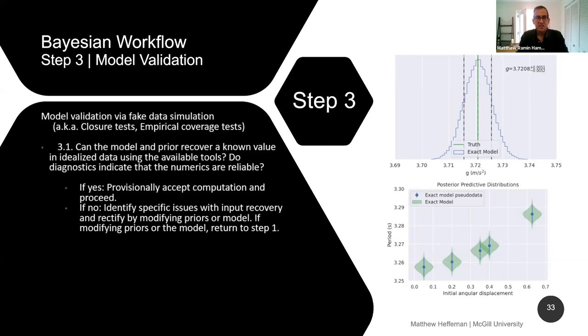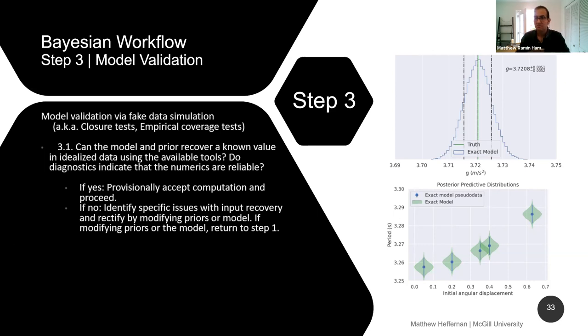And what you do is you say, okay, let me generate some fake data with my model. So this produces idealized data. There are no unaccounted for features. I then put in a value for the truth. Using all the tools at my disposal, can I then recover that same value?